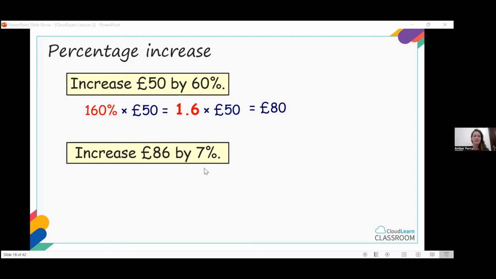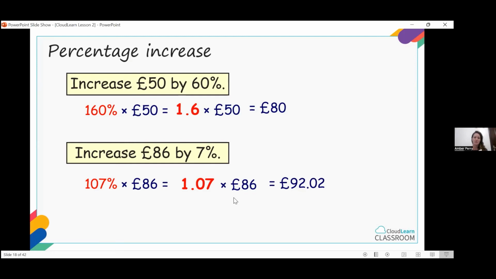So to increase £86 by 7%, we're going to have to find 107% of £86, which is 1.07 times 86, which is going to be £92.02. Be careful there, that was an increase one. Just be careful not to decrease it. I think you might have decreased it there. So 1.07 times 86, £92.02.